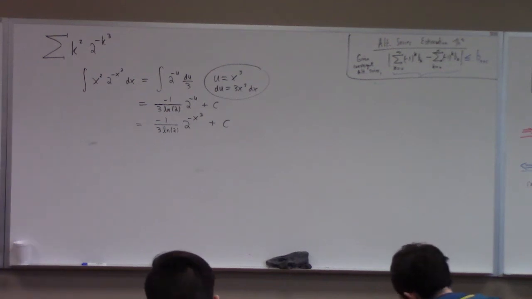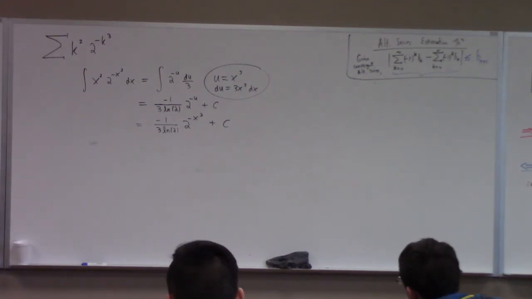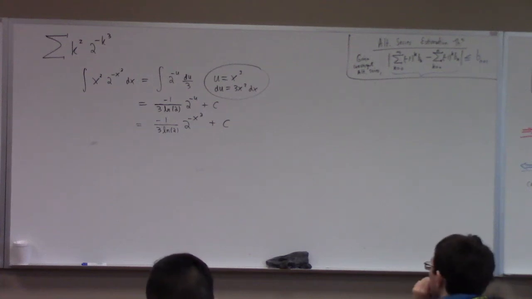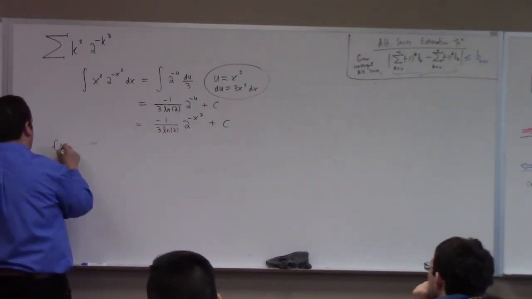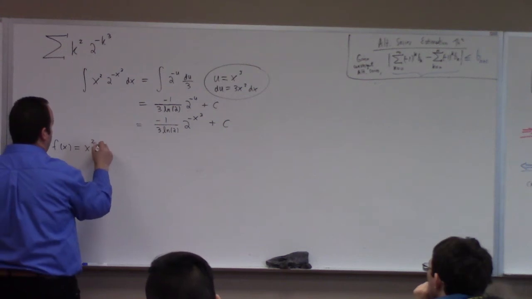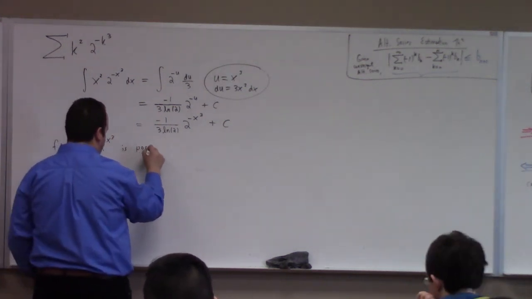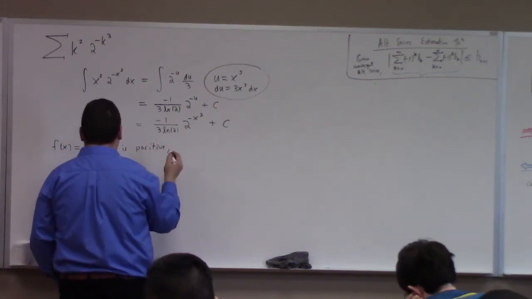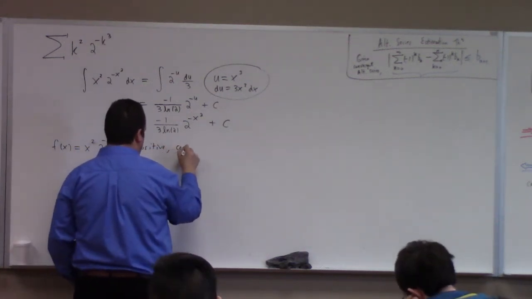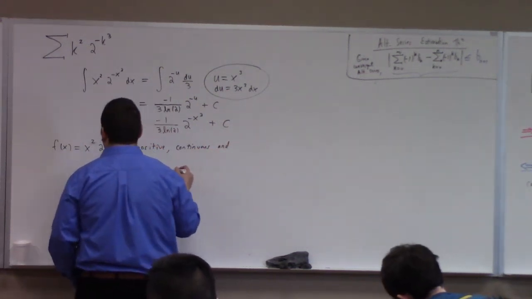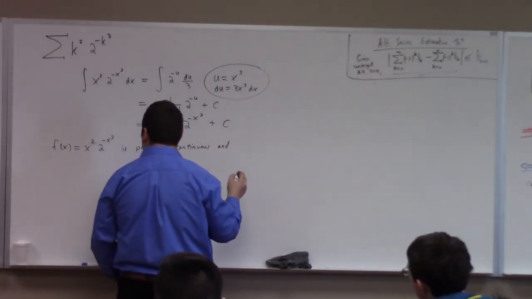What are the preconditions for the integral test? Positive, continuous, decreasing on where? Yeah, we've got x squared times 2 to the minus x cubed is positive. Continuous. And is it clear it's decreasing? Not entirely yet to me.